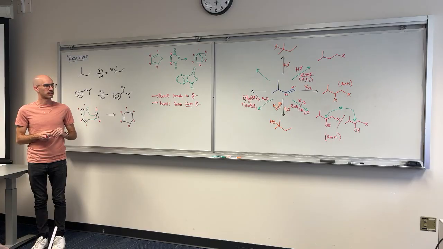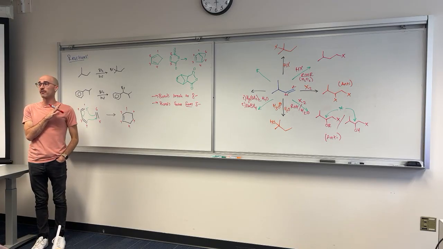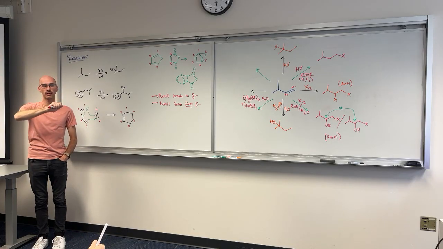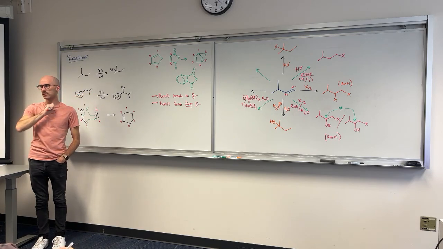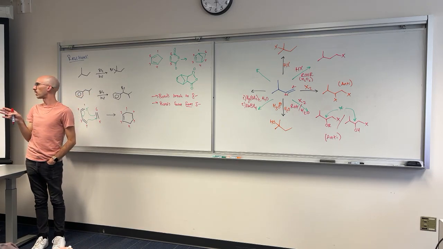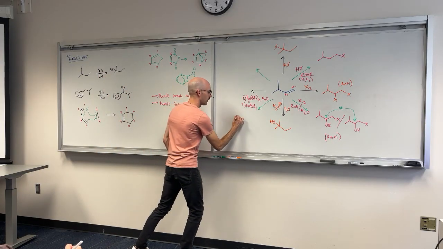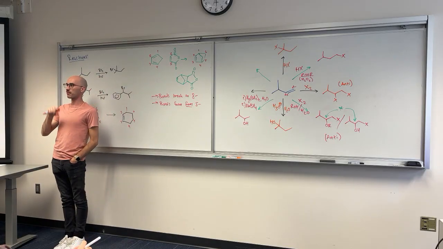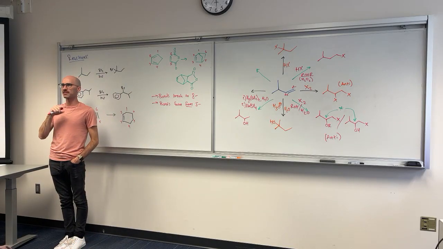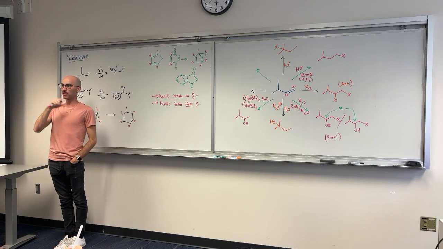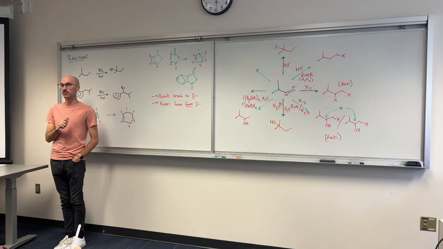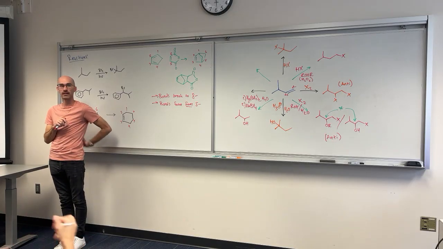Oxymercuration reduction. This is one place where I take off points if you do not have 1 and 2. Because like Killian was saying earlier, if you dumped all of the reagents together into a flask, you don't get the product you want. This reaction has the same specificity, the same regiochemistry as our first hydration. It's Markovnikov, but it avoids carbocation rearrangements. There is not a carbocation intermediate.